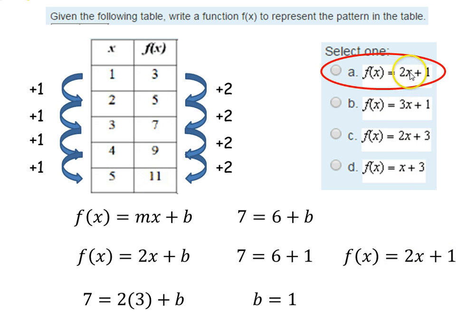So it matches up. And now we can check this by saying what we're going to do with x is multiply it by 2 and then add 1 to get the f of x value. That's what this equation says. So 1 times 2 is 2, plus 1 is 3. 2 times 2 is 4, plus 1 is 5. 3 times 2 is 6, plus 1 is 7. 4 times 2 is 8, plus 1 is 9. 5 times 2 is 10, plus 1 is 11. So this is our function for this relationship.